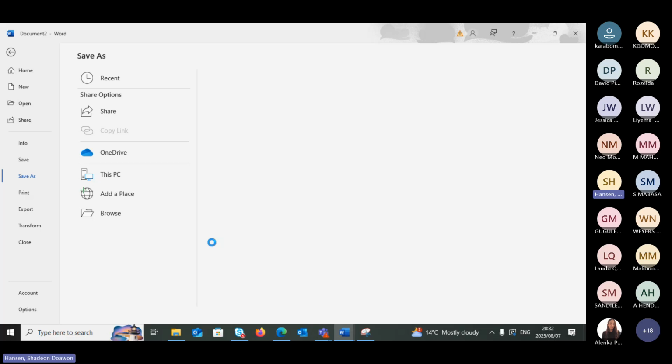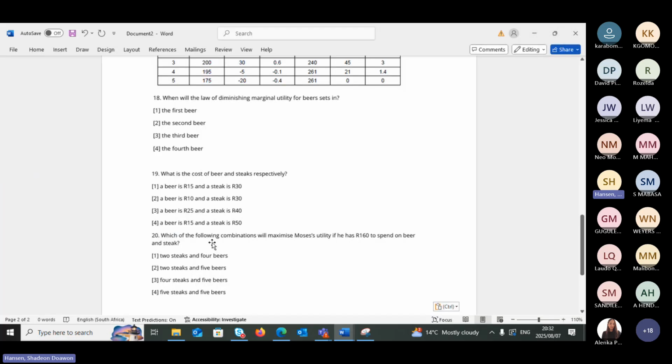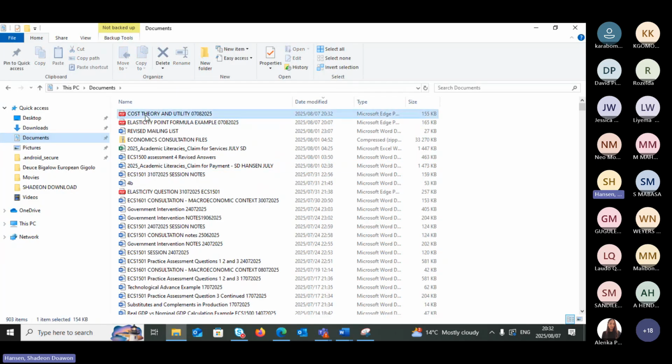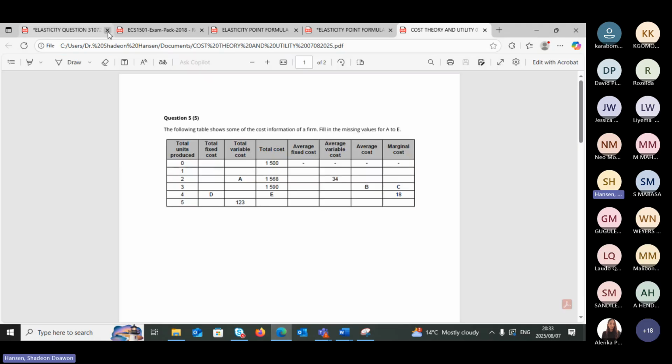We're going to do the utility question first, and we're going to do the cost theory question afterwards. All right, let me close the other stuff. Don't need so many things open.